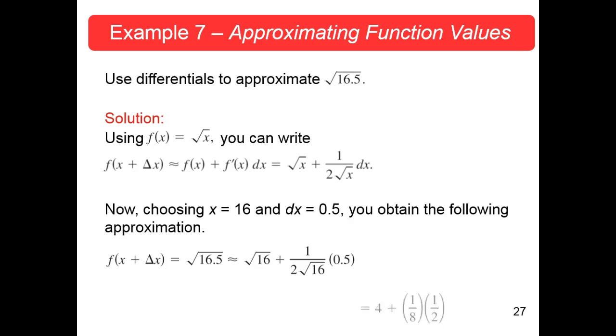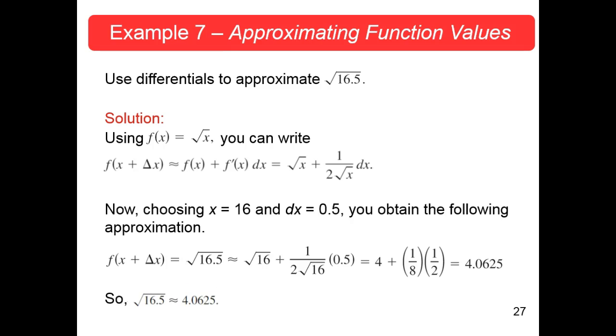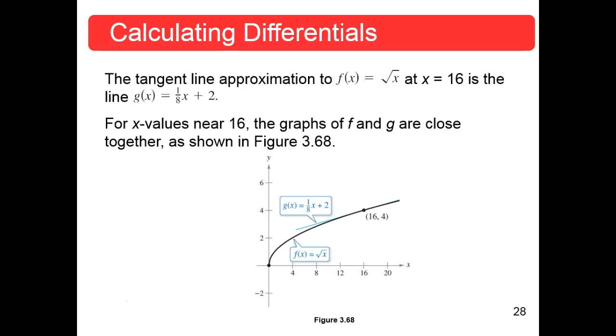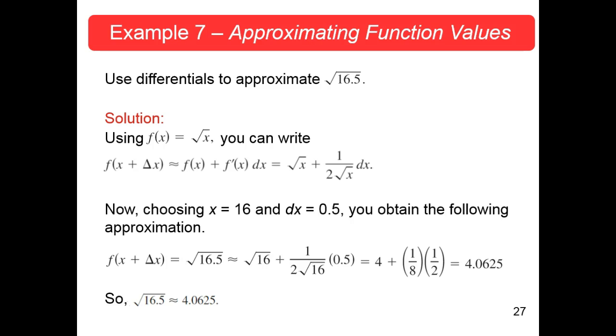4 plus 1 over 8 times 1/2. They wrote it that way. So it's 4 plus 1/16, which is another way of doing it. That's exactly what you got. 4.0625. Whereas the real value is, that's the approximate value. Oh, they didn't show it. In the book they did, I think. No, they didn't. I thought they did. Yeah, they did. The approximate value is 4.0620. So not bad at all.